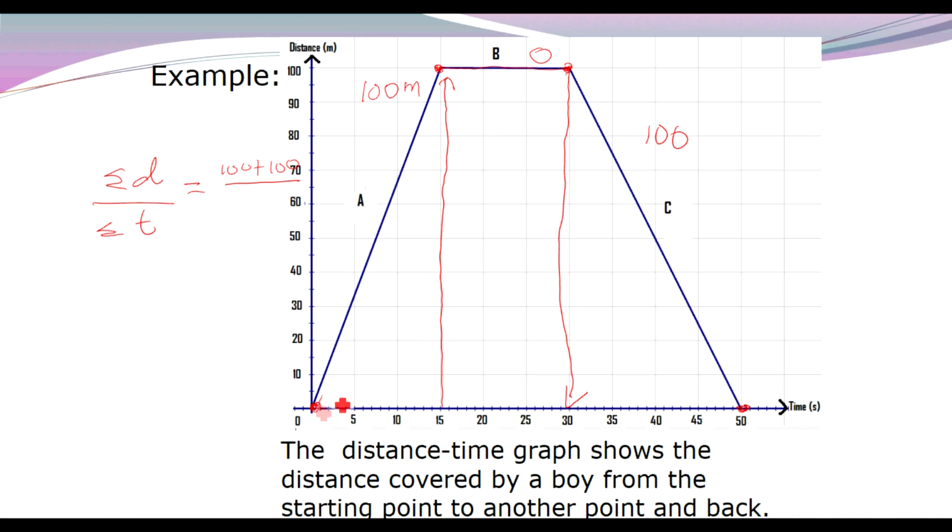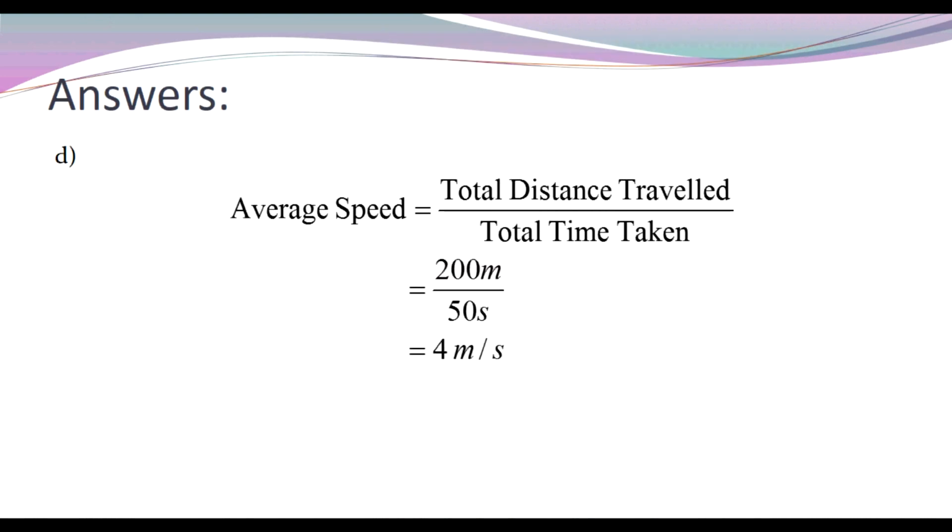Over the total time taken. From 0 to 50, including this time. Don't subtract the resting time here. You must include all the time. Total time taken from 0 to 50, so over 50 seconds. Let's check: 200 over 50 equals 4 meter per second. Good. This is how you calculate the average speed.